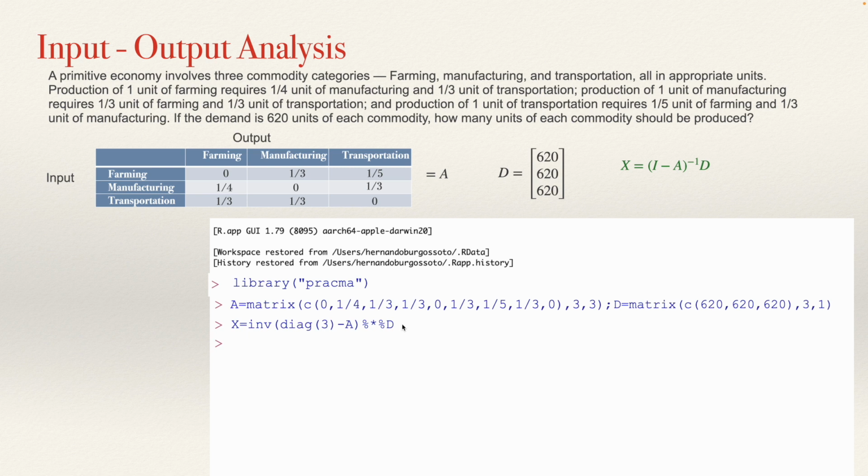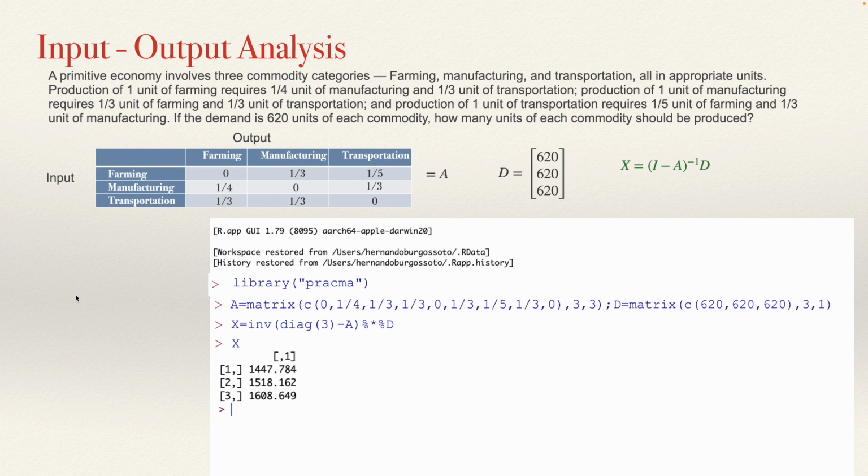And press enter. Now X is already computed, and if you want to see the answer, you just type X and press enter. So let's press enter and you see the answer. This is the value corresponding to the first sector, farming, 1448 if we round it to the whole number. This is the value corresponding to manufacturing, 1518 units, and this is the value corresponding to transportation.